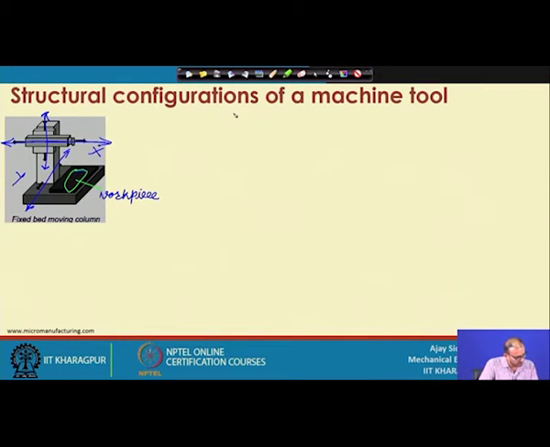Now, what are the movements here? You can see that your table does not have any axis here. Your whole thing is mounted on the column, and this particular column has all the 3 movements. The whole column is moving in the y axis direction, then at some height you have mounted an x axis, and then this z axis is moving in this direction, correct. So, this is called the fixed bed moving column. So, your bed is fixed, but your column is moving in this direction.